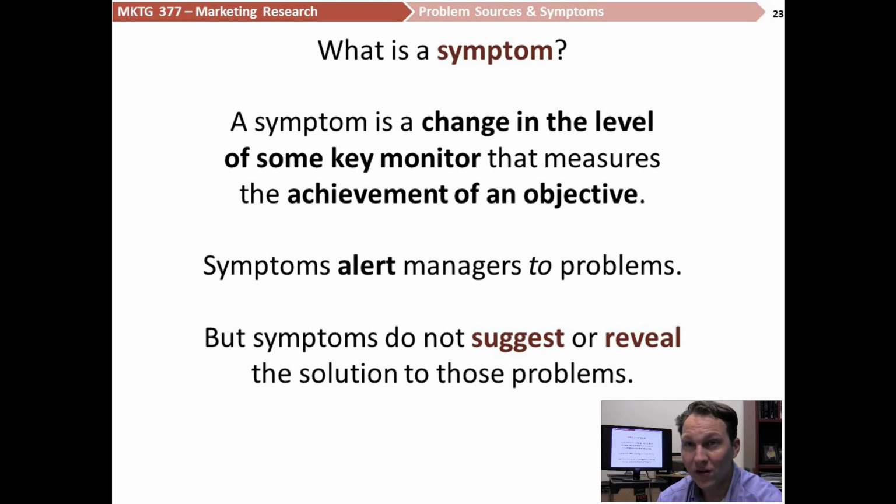You know, satisfaction could be something that could be symptomatic if satisfaction drops. Sales, revenues, incomes, profits, all of those things can be used as metrics to look for symptoms. Unit sell-through, service usage, turnaround time on projects, things like that. All of those things could be looked at. And ultimately, symptoms alert managers to problems. But symptoms themselves do not suggest or reveal what those problems might be.